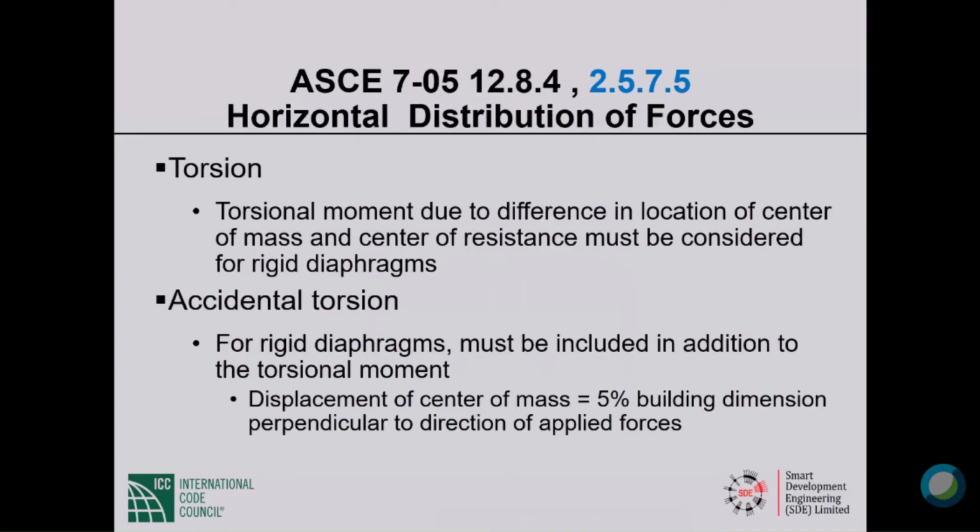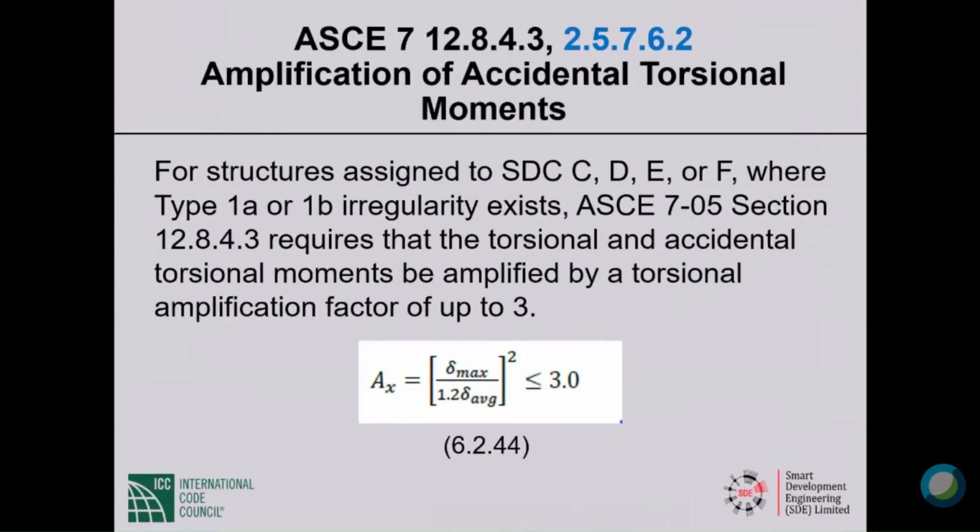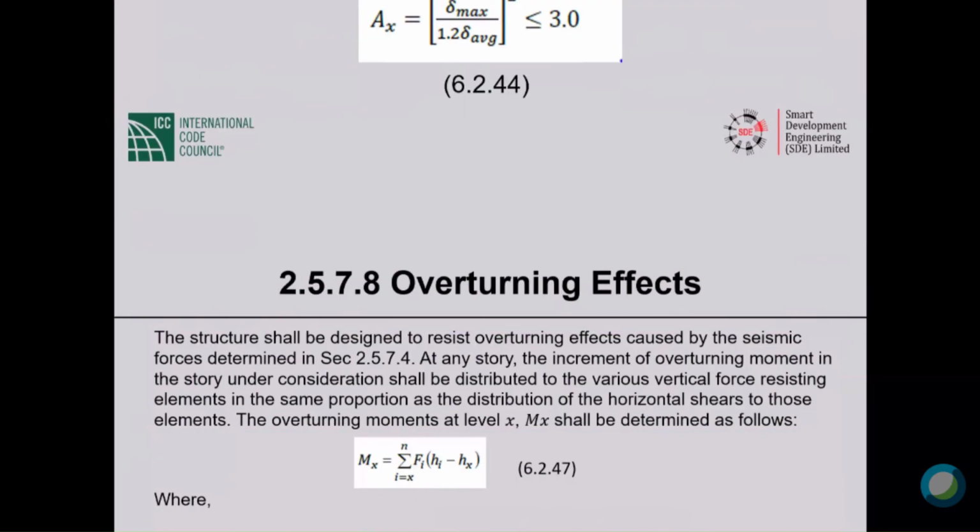So 5%, I told you what accidental torsion is. Now, if we have a torsionally irregular building, which we will discuss at length tomorrow, we are required to amplify accidental torsion by a factor of up to 3. And we will look at that in more detail tomorrow. So if it is a torsionally irregular building, we will have to design for actual torsion plus accidental torsion amplified by an amplification factor that can be up to 3.